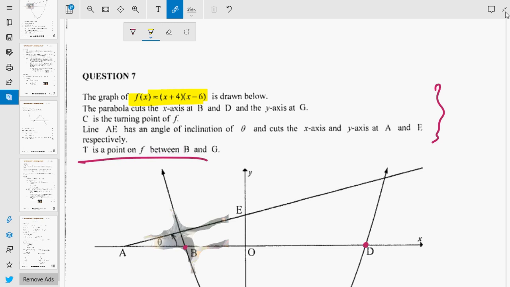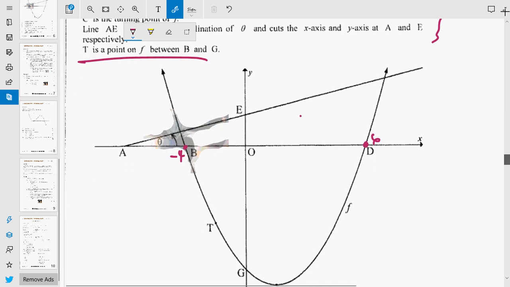So if you take this equation and equate it to 0, then you're going to get your x-intercept. It is already factorized for you. You're going to have -4 this side. You're going to have 6 this side. Now, please read the question and give the examiners what they want.